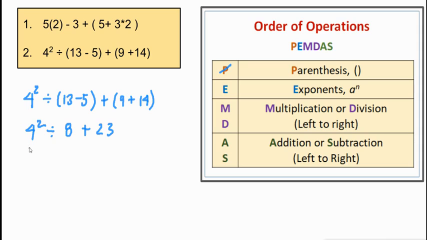Now we move on to the exponents, and we have one. 4 squared just means 4 times 4. So we take the product of 4 and 4, we get 16. So now our exponent's gone. We're working our way down that list.